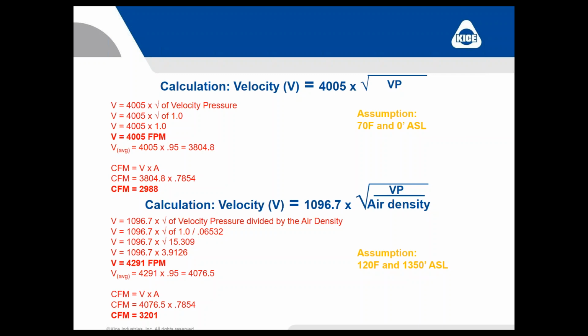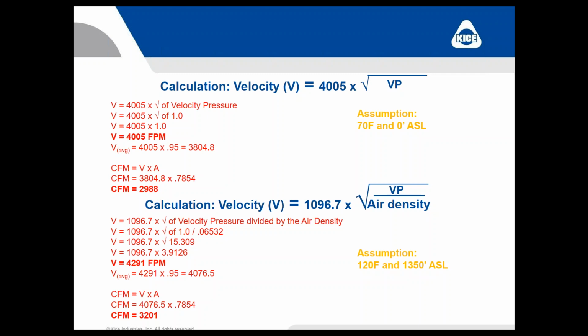We average that at 0.95 for, say, that 12-inch duct, and we get an average velocity of 3,804 feet per minute, 3,804.8. Again, CFM equals V times A. CFM equals that 3,804.8 times the area, 0.7854, gives us a CFM of 2,988 if we were just measuring the air without taking into account any correction factors.